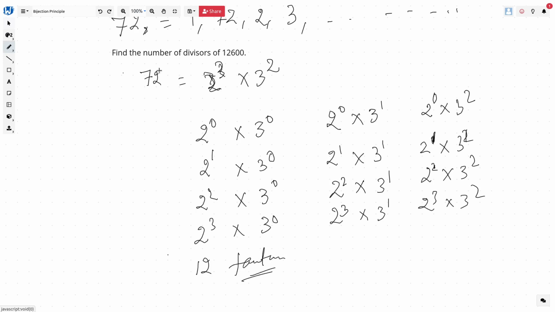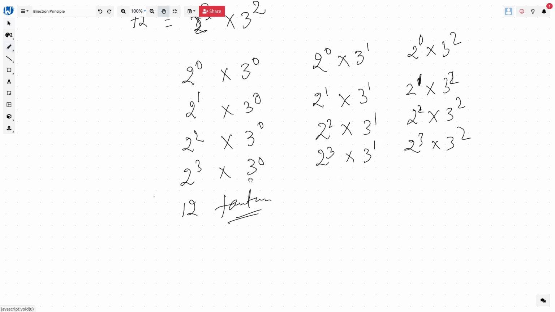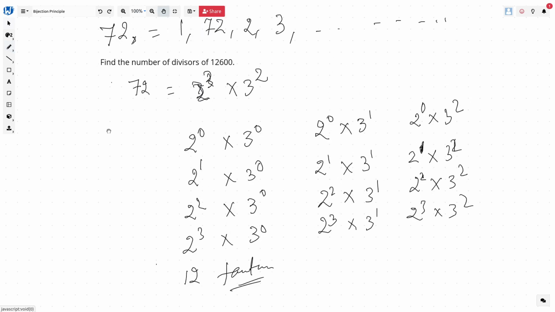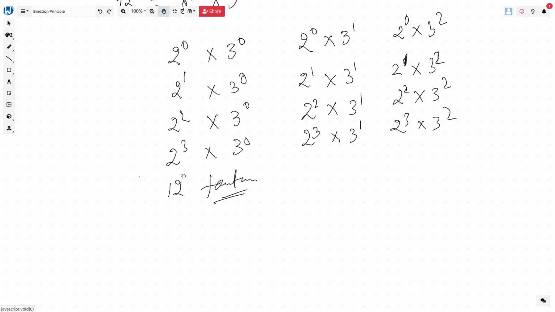But if we have to write this for a bigger number, like 12,600, it will be really difficult for you to count like this. So what is the bijection which we can draw from here? If you remember in basic set theory, we used something called the Cartesian product, and we have shown that the Cartesian product is nothing but the multiplication principle. So what is the Cartesian product?